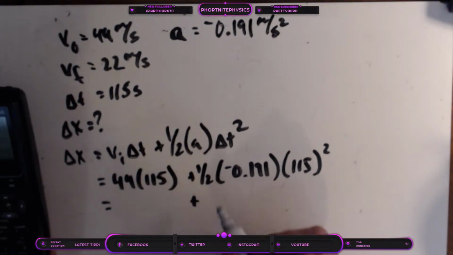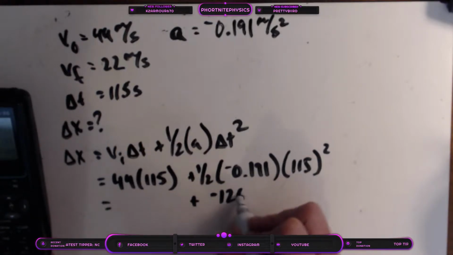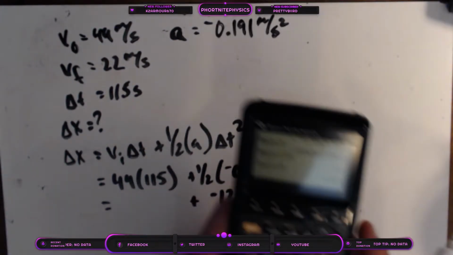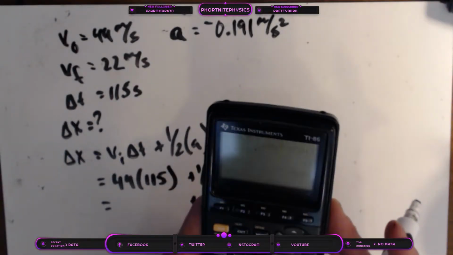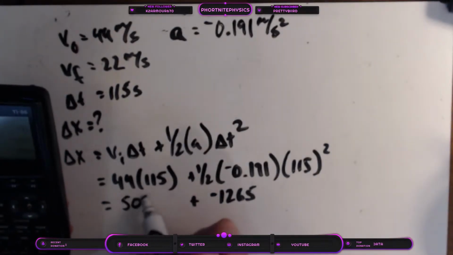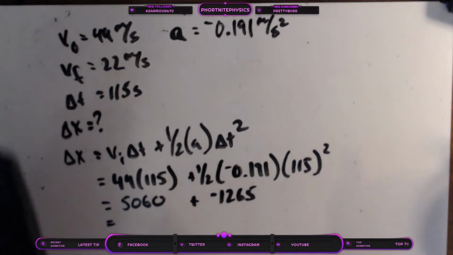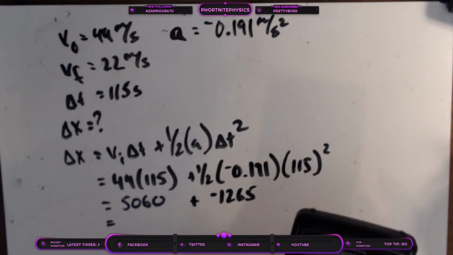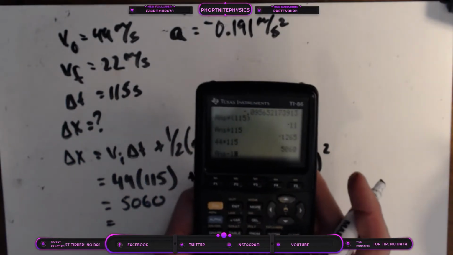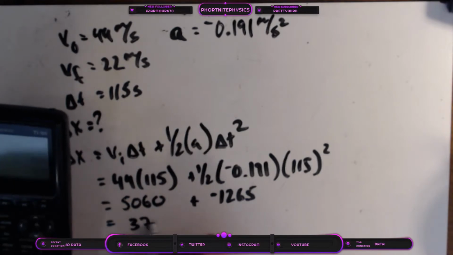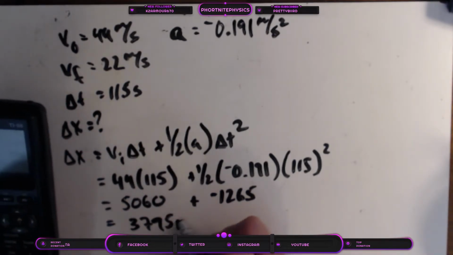So this right here is equal to negative 1265. And this value, 44 times 115, is 5,060. So 5,060 plus a negative 1265 gives us 3795 meters.